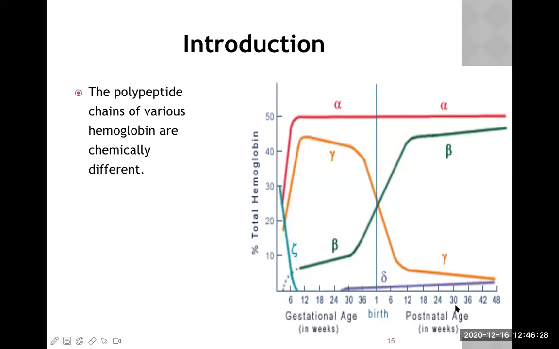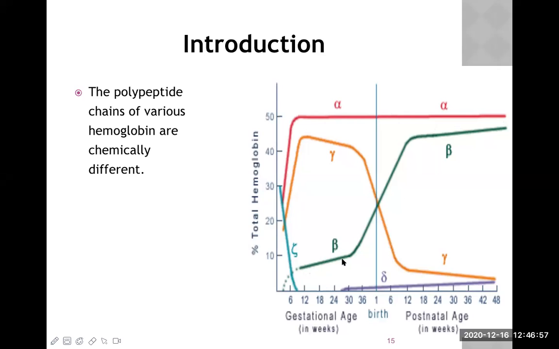Now, let's talk about adult hemoglobin first. Adult hemoglobin has 2 alpha and 2 beta. Now, alpha chain is common in all of them. Okay, alpha chain is present in all of them. So this is alpha chain. You can clearly see this red line, a red graph, alpha. It is present in every different type of hemoglobin. And this is beta.